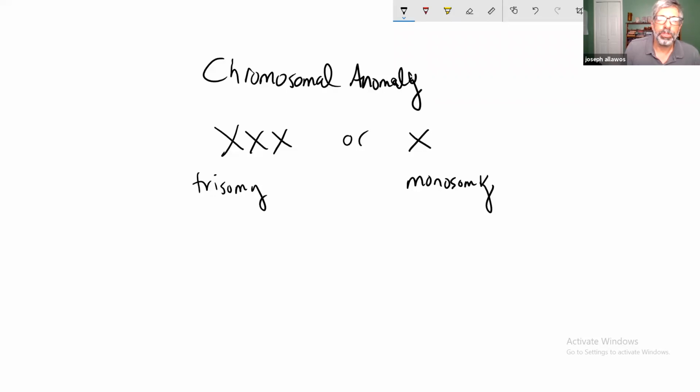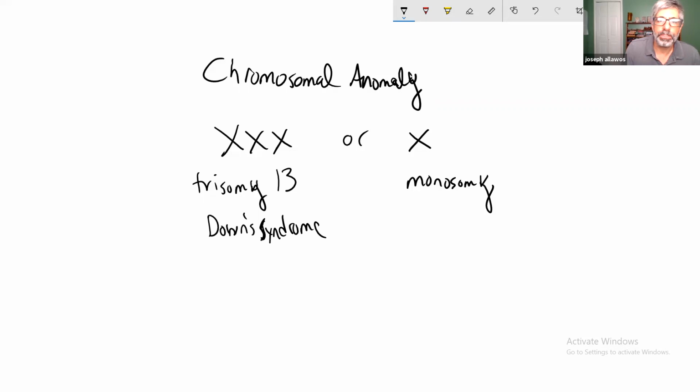And so one of the most common trisomy events is trisomy 13, which you know as Down's syndrome. Okay, so the clinical name for trisomy 13, 13 being the 13th chromosome. There's 3 instead of 2.